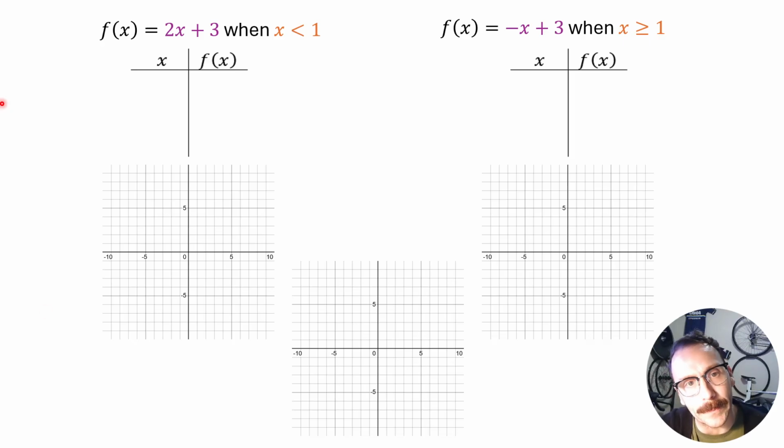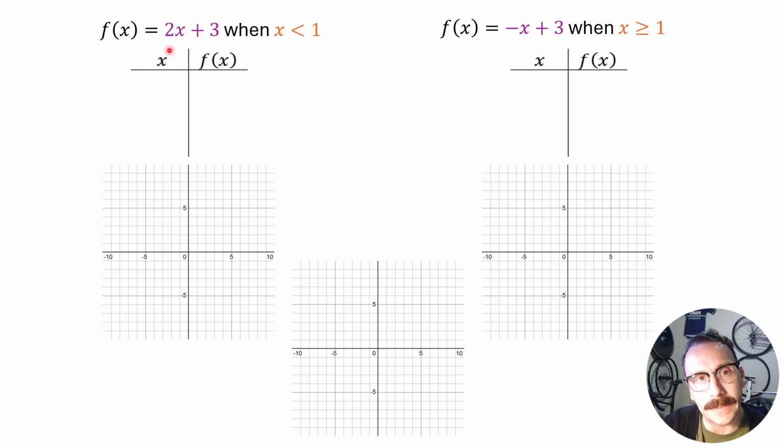If you can remember, f of x is equal to 2x plus 3 when the inputs, the x's, are less than 1. And f of x is equal to negative x plus 3 when my inputs, or x values, are greater than or equal to 1. So when I go to create my table of values, I'm choosing my x values. It's not given to me here. I'm going to choose values that are less than 1, at least a few.